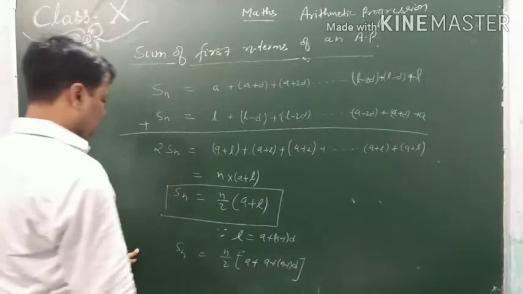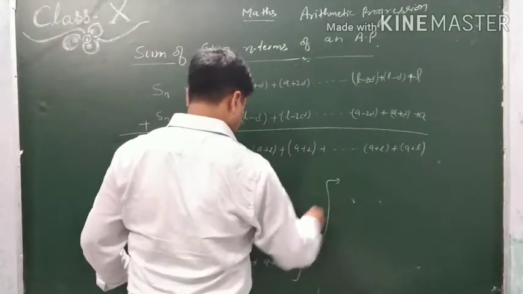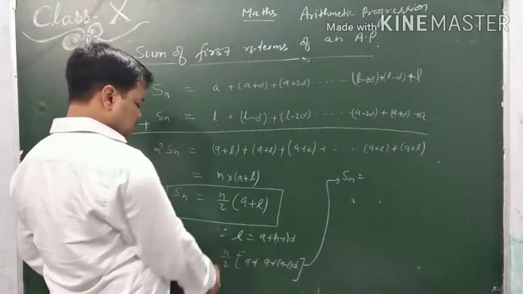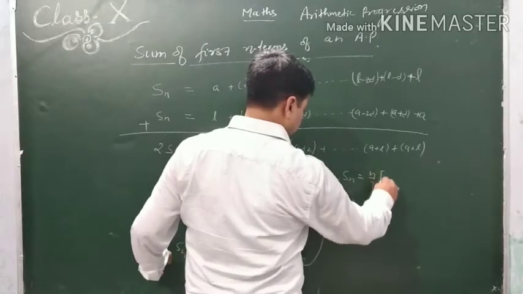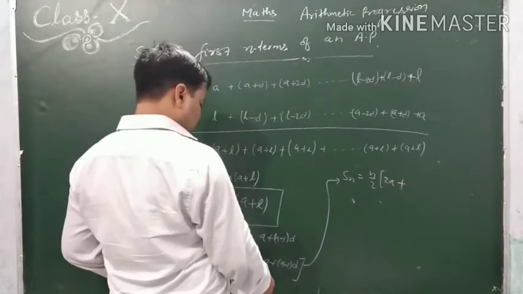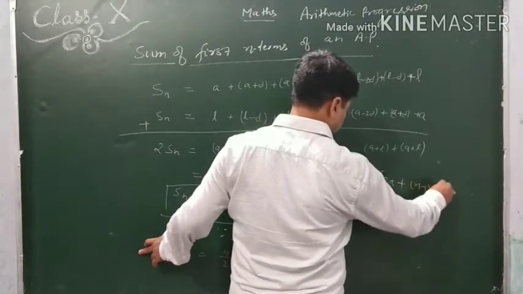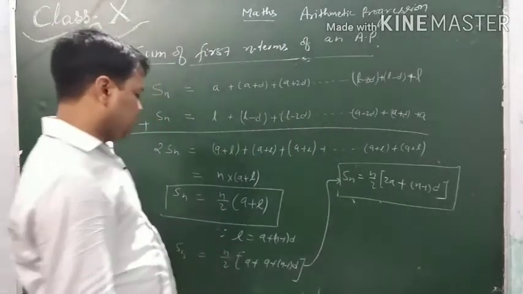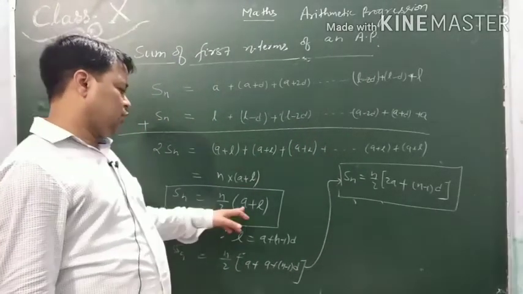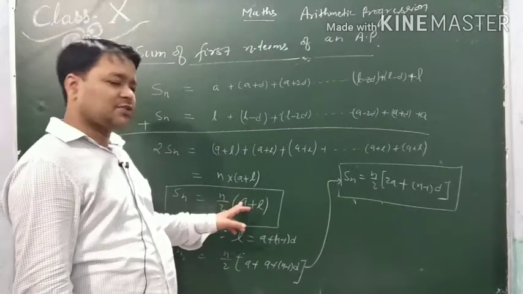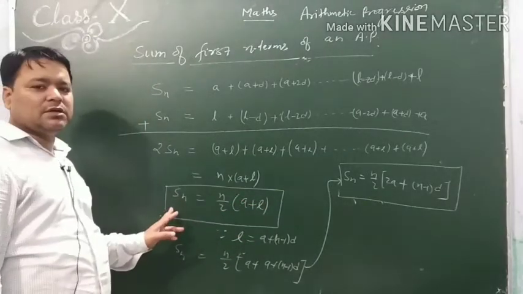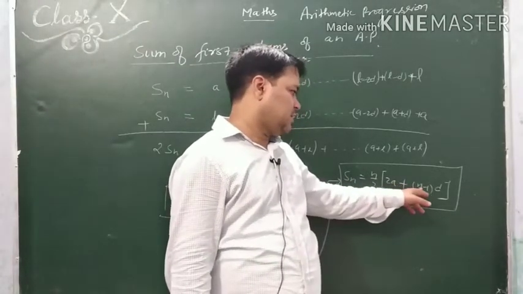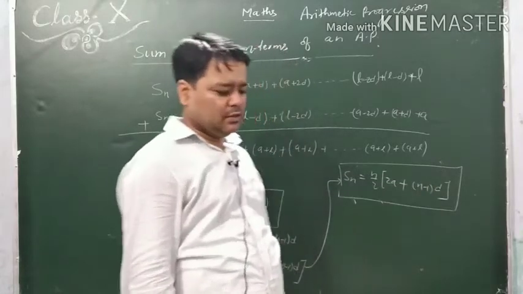Look here. The Sn is what? This a and a will be 2a. It's n by 2 into 2a plus n minus 1 into d. This is the formula. What is the difference between this formula and that formula? With this formula we can use the last term and first term for finding the summation of the arithmetic series, and here we use the first term, the number of terms and the common difference.